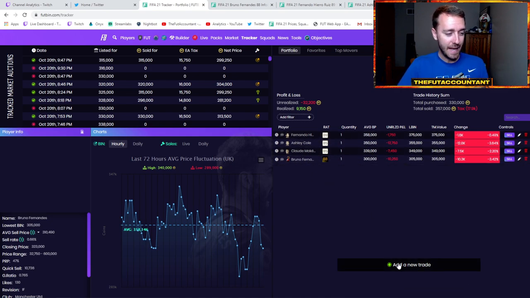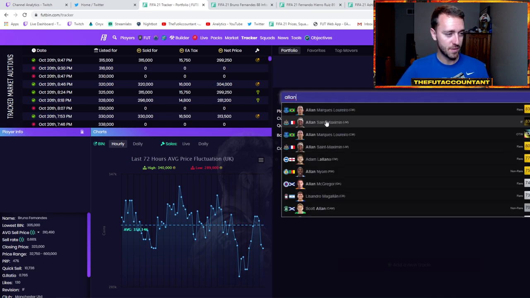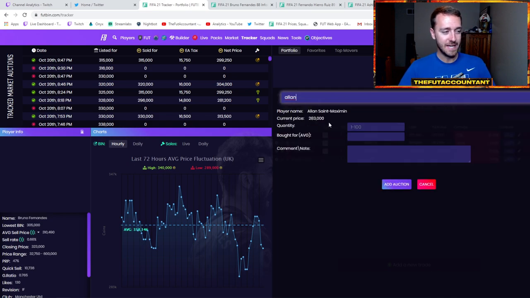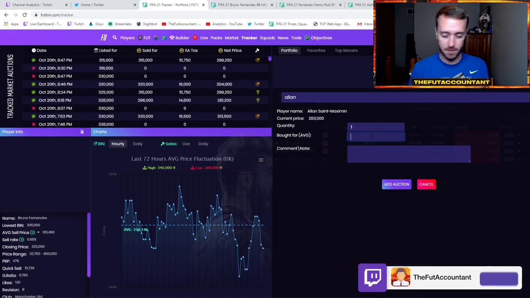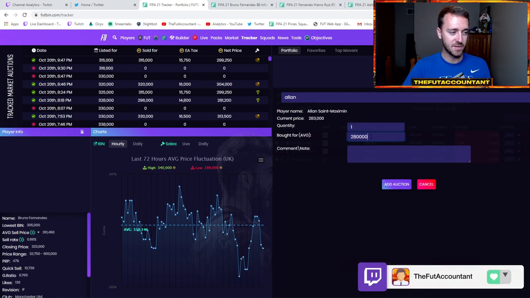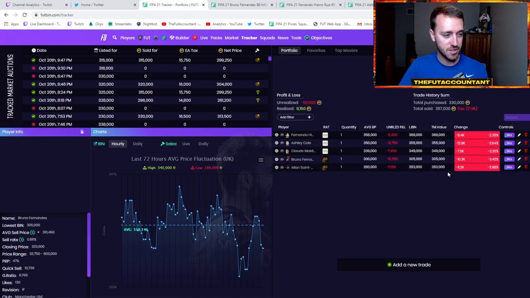You can add a new trade at any time by going down here and searching for the player name. Like, let's search for the Alan St. Maximin inform, right? I'm going to search for Alan St. Maximin. That's the card, just like a normal FUTBIN search. I'm going to put one in as the quantity, because that's how many I'm buying. I'm going to say I bought it for 280,000 coins, and I'm going to add the auction, right? Now that will add an auction down here.